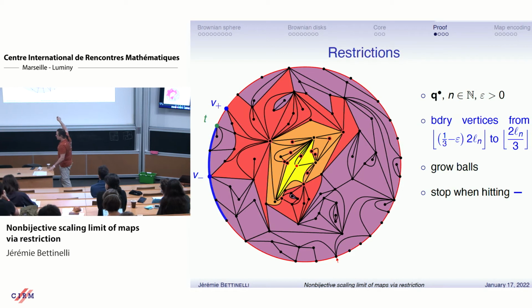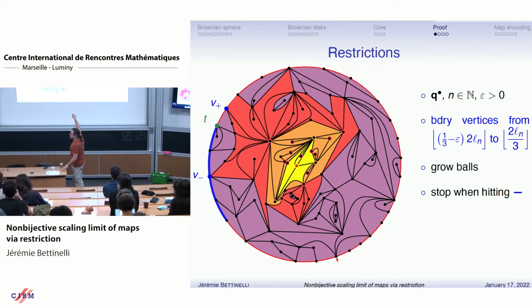It's the first point on the boundary afterwards. So between T and the root.